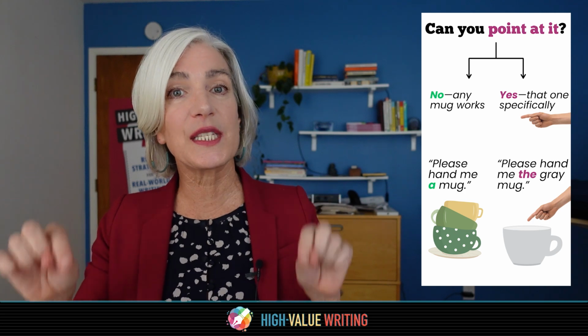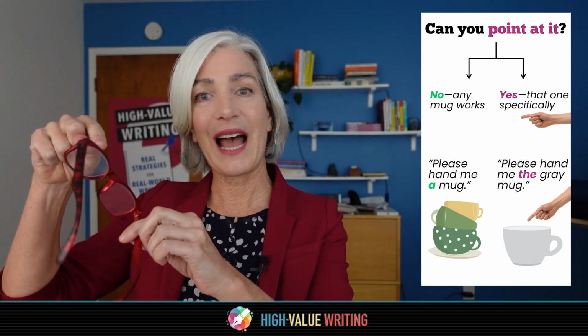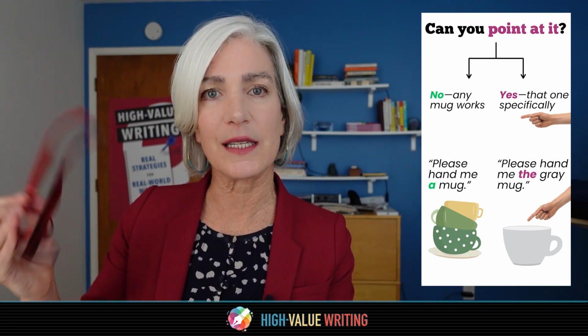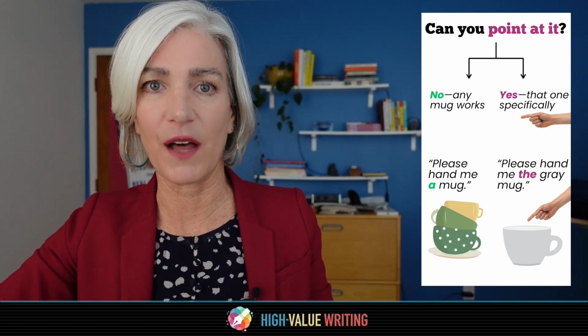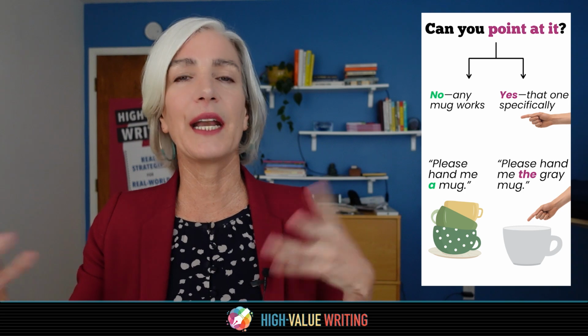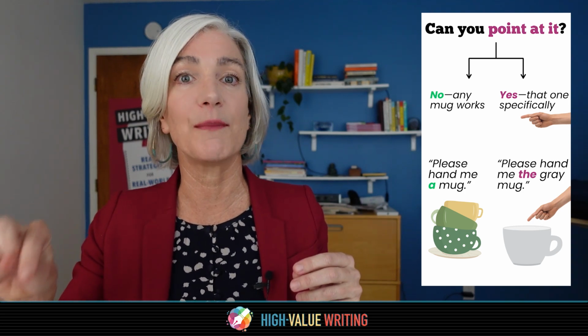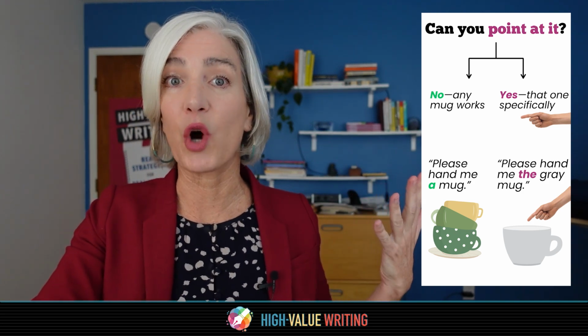But if it's a specific one and I could point at it like the glasses on the table, those red ones, the red glasses, I can point at them specifically, like please hand me the gray mug. So that's one question you can ask yourself. Can I point at the exact one I'm talking about? If so, use the. If not, use a, because that one is more general.